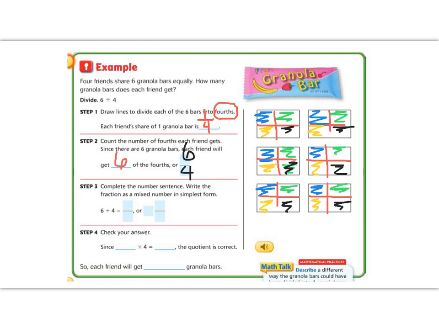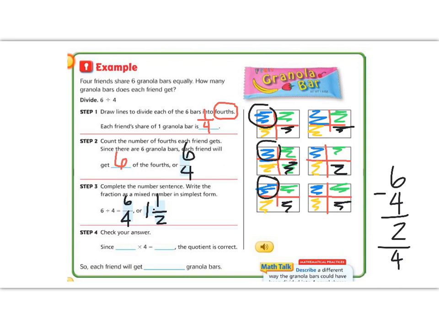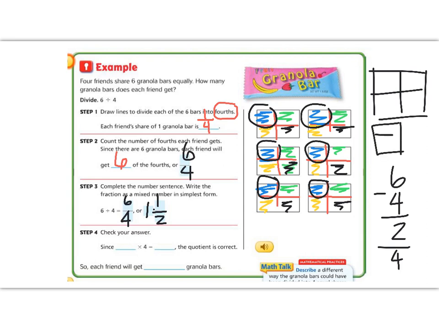So we can write this as a fraction, 6/4. 6/4, however, is an improper fraction. So remember, 4 goes into 6 one time. And if I take 6 minus 4, I'm left over with 2. So I get 2/4, and 2/4 is the same as 1/2. So if I took 1, 2, 3, 4 pieces, that makes 1 whole granola bar, plus 2 extra pieces makes 1/2 of a granola bar. So each friend is going to get 1 whole granola bar and 1/2.